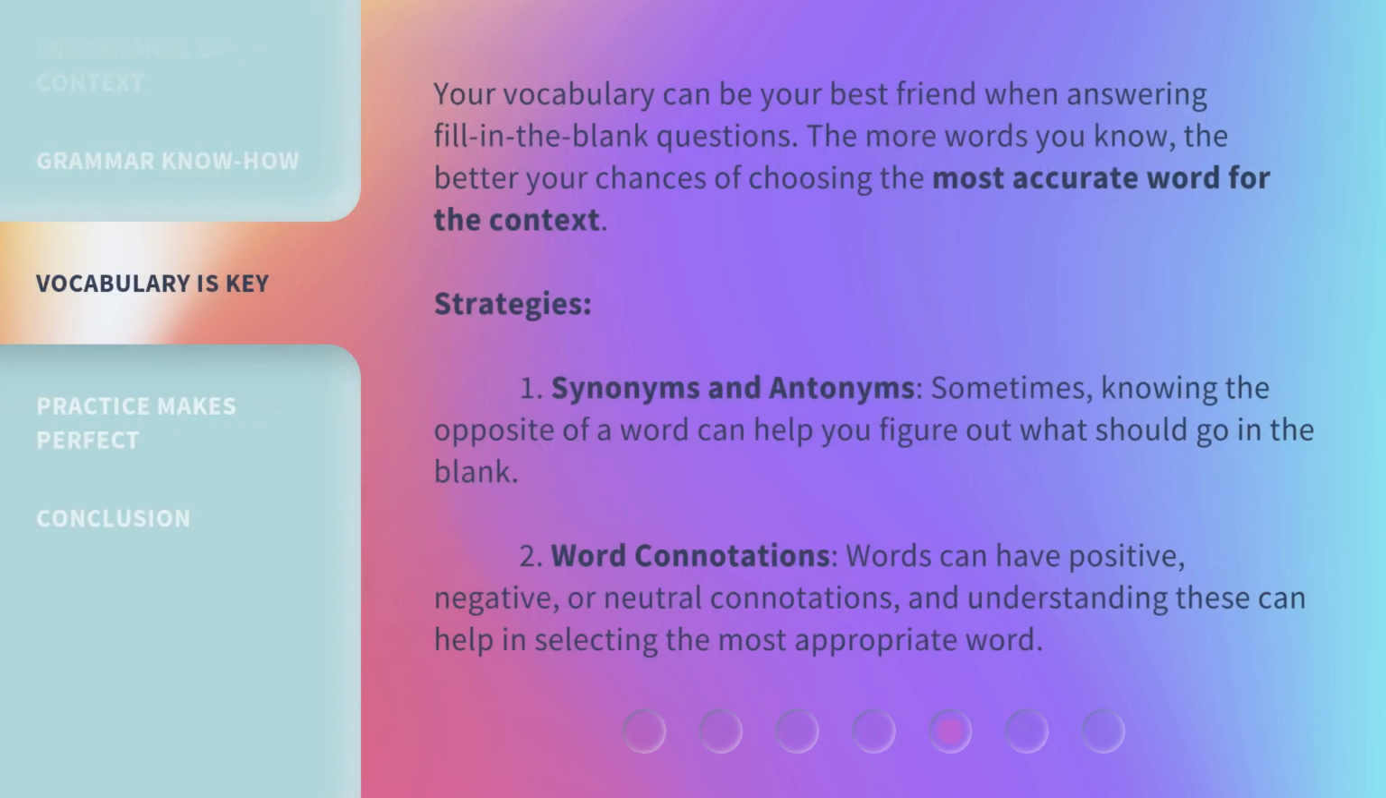Your vocabulary can be your best friend when answering fill-in-the-blank questions. The more words you know, the better your chances of choosing the most accurate word for the context. Strategies. 1. Synonyms and antonyms. Sometimes, knowing the opposite of a word can help you figure out what should go in the blank. 2. Word connotations. Words can have positive, negative, or neutral connotations, and understanding these can help in selecting the most appropriate word.